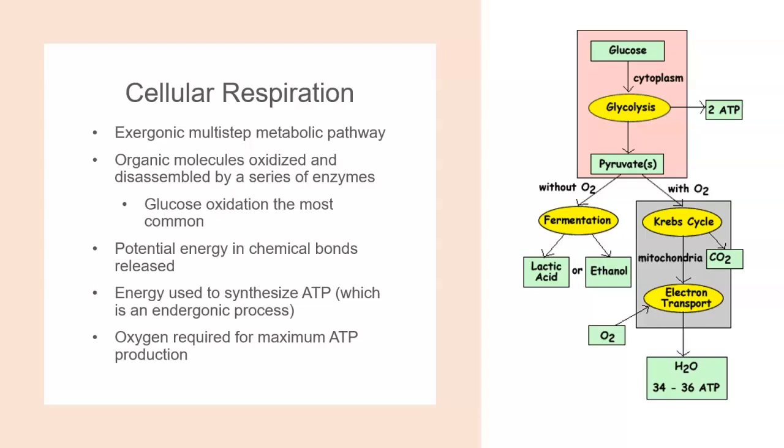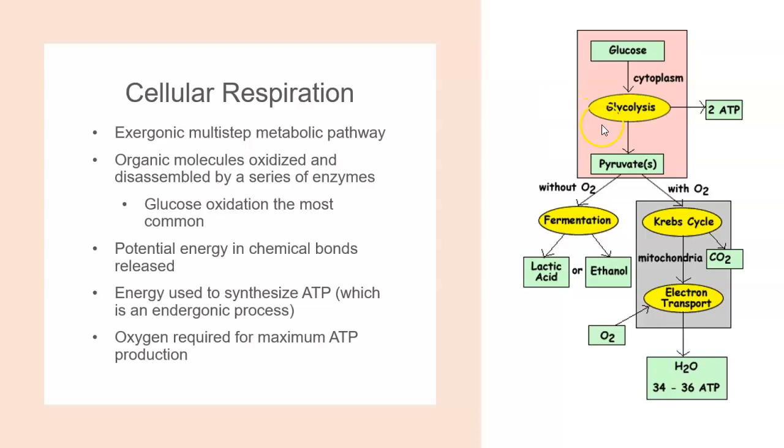If there's not enough oxygen present, so say you've been working out for a long time, then pyruvate is going to undergo fermentation to build up lactic acid, which causes muscle fatigue, or ethanol, which is alcohol, like in your wine. Now, when there is plenty of oxygen present, that pyruvate is going to undergo something we call transition, which is sort of like an intermediate step between glycolysis and the Krebs cycle.